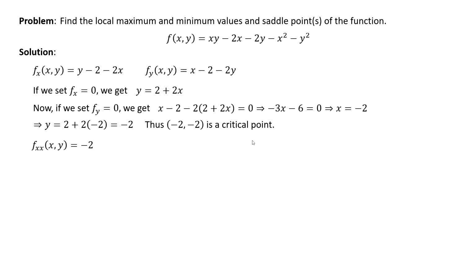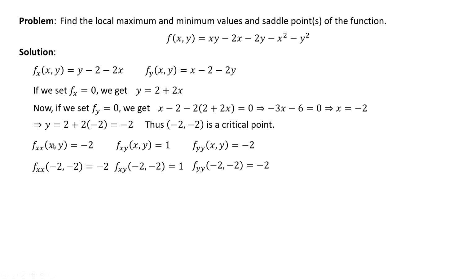Okay, then let's figure out f sub xx and f sub xy and all the second derivatives. And not only that, let's evaluate all of them at the critical point. Since they ended up being constant, the second derivatives are these constant values at any x and y. So clearly, even at our (-2, -2), they should have these values.